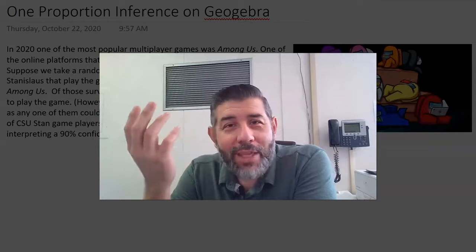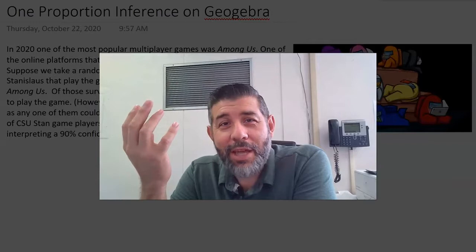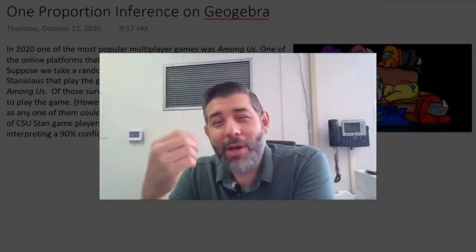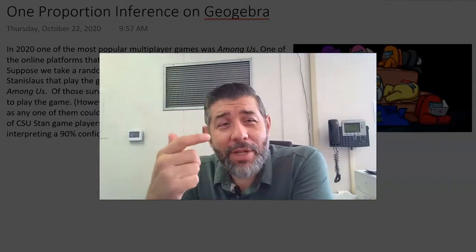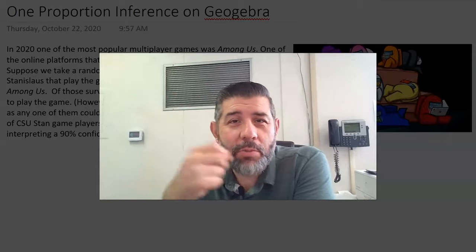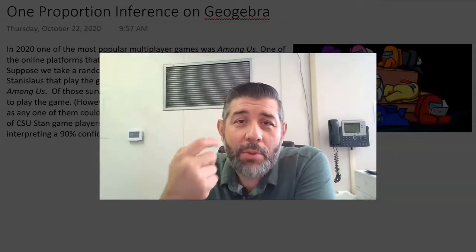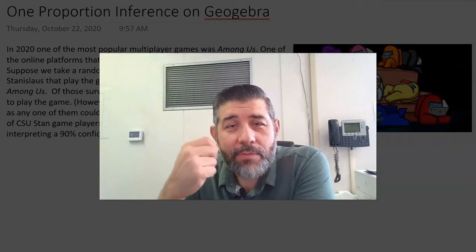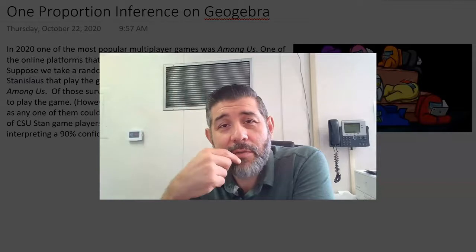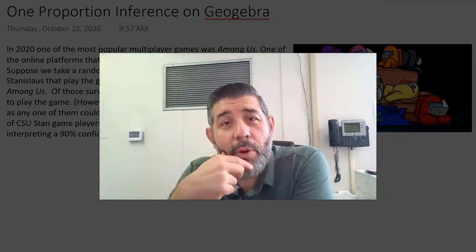But you know what? All I have to give you is statistics and GeoGebra today. So hopefully that helps you in some small way. But here we go. What I'd like to do today is talk to you about one proportion inference on GeoGebra. So what is one proportion inference? That's when we're looking at one proportion, one sample, and we're looking at either confidence intervals or a hypothesis test. I'm going to show you how to do both of them on GeoGebra.